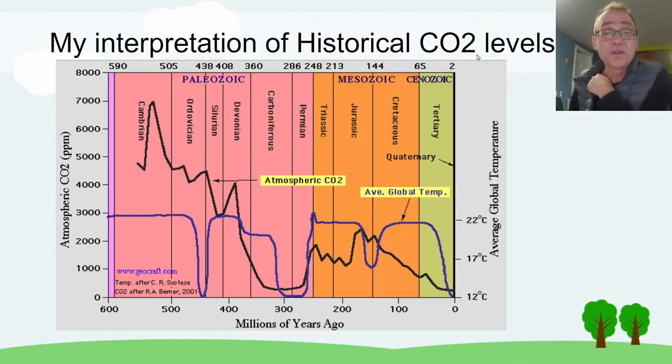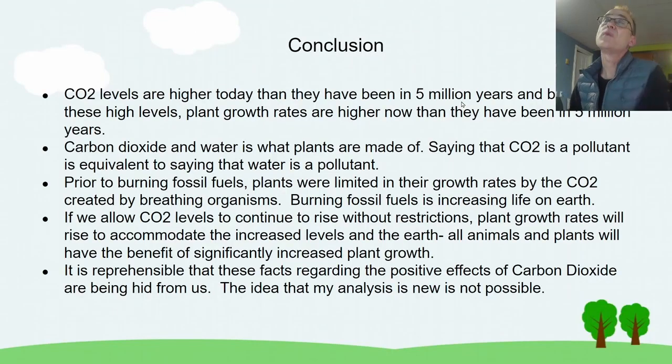Burning fossil fuels increases carbon dioxide without the destruction of volcanoes. Our current levels of carbon dioxide are higher than they have been in 5 million years, and plant growth is also higher than it has been in 5 million years. So, ultimately, what are my conclusions? Carbon dioxide levels are higher today than they have been in 5 million years, and because of these high levels, plant growth rates are higher now than they have been in 5 million years.